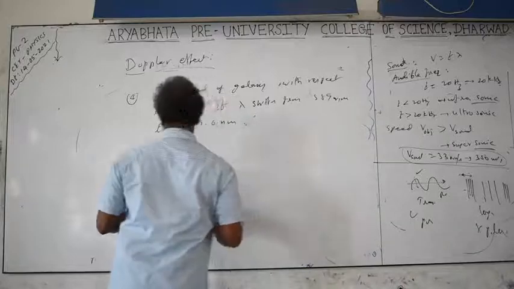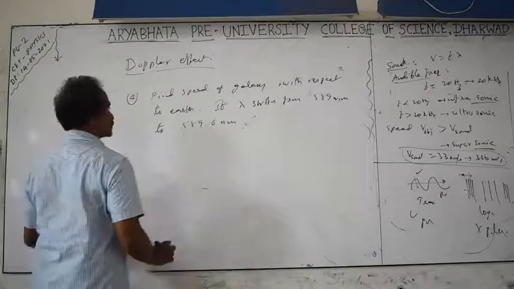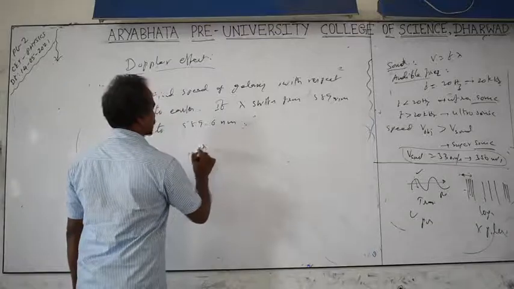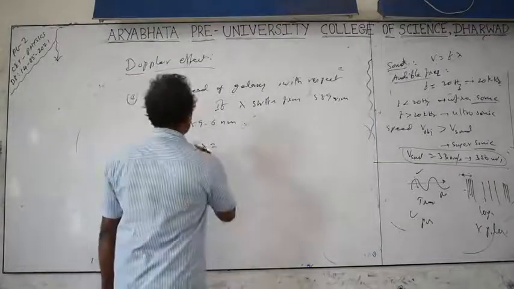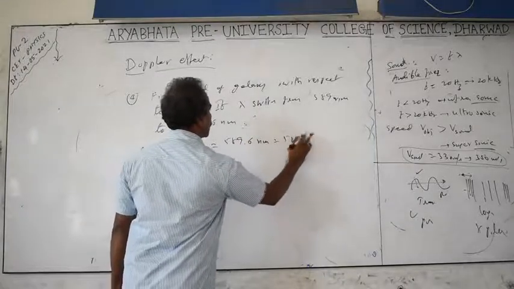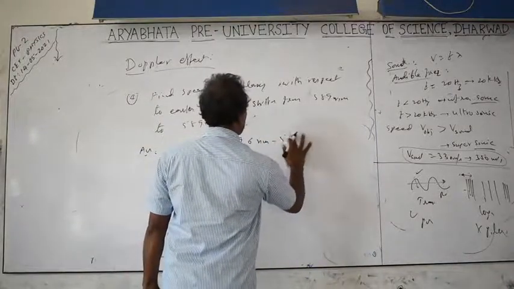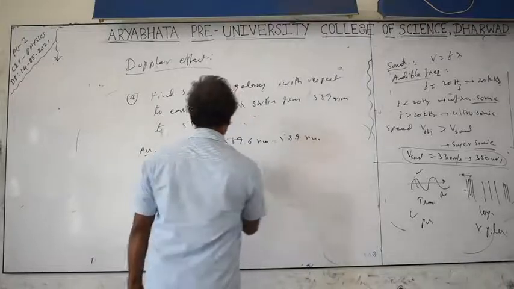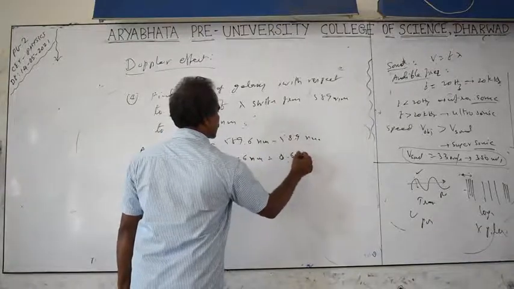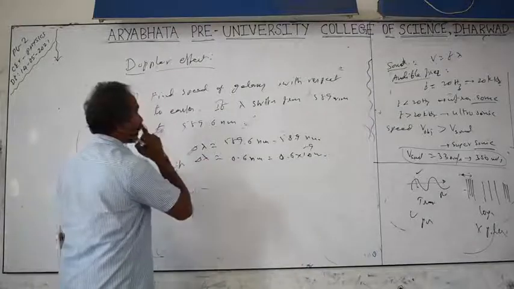Okay. What is the formula we have? Delta lambda. You have to take the shift in values. The shift in wavelength is 589.6 nanometers minus 589 nanometers, which is equal to 0.6 nanometers, which is 0.6 into 10 to the power of minus 9 meters. That is the shift in the wavelength.